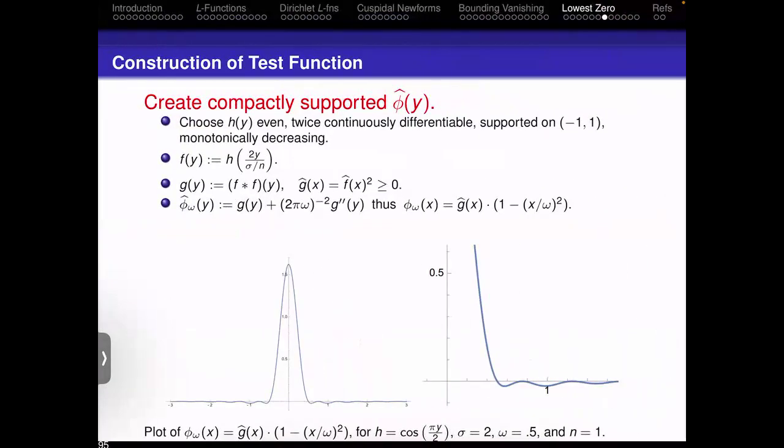Okay. Next thing to do is, I take some nice function h, I rescale it involving the support, that's the sigma. I convolve f with itself, I take the Fourier transform, and that's going to give me a function that's non-negative. And now I take some derivatives, because the Fourier transform of the derivative is a multiplication. So if I take two derivatives, I'm going to essentially be multiplying it by x squared. And this is now set up, so I take g hat, which is non-negative, and I multiply by 1 minus (x over omega) squared. This factor is positive up to omega and negative beyond. And so this is going to give me exactly what I need.